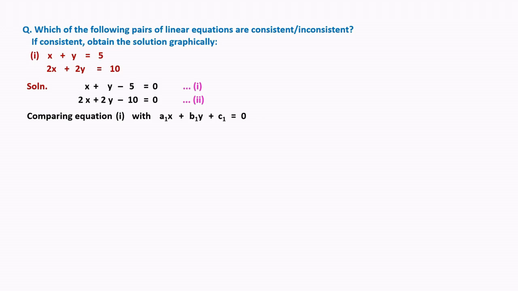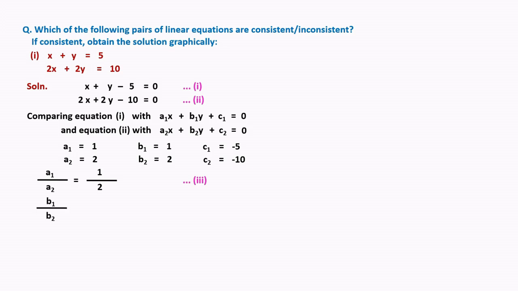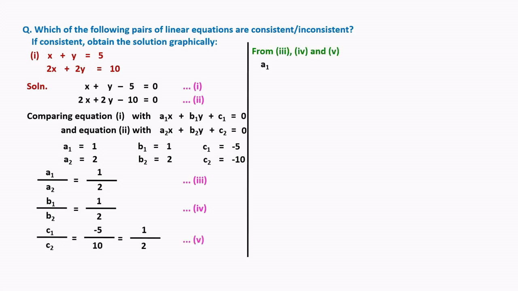Now compare with the standard form ax plus by plus c equals 0. From equation 1, a1 equals 1, b1 equals 1, c1 equals minus 5. From equation 2, a2 equals 2, b2 equals 2, c2 equals minus 10. Now find the ratios. a1 by a2 equals 1 by 2. b1 by b2 equals 1 by 2. c1 by c2 equals minus 5 by minus 10, which is 1 by 2.